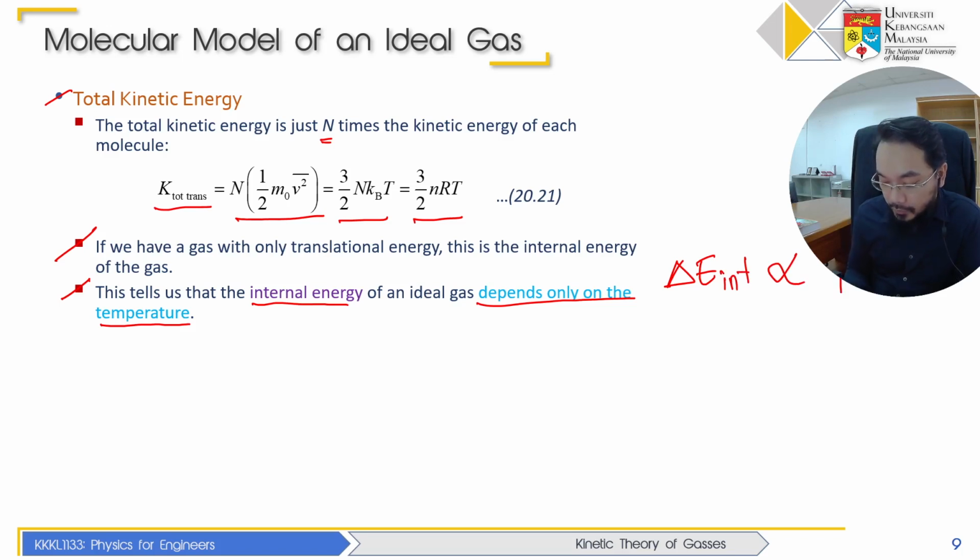Because if you look at this equation 20.21, there's no P and there's no V. The v that we have here is the small v, which is velocity, not volume. So it's affected by temperature only.